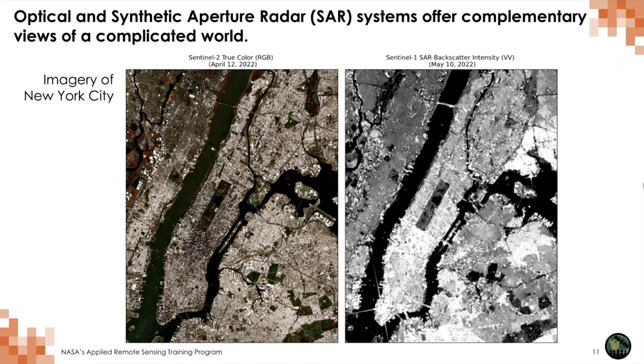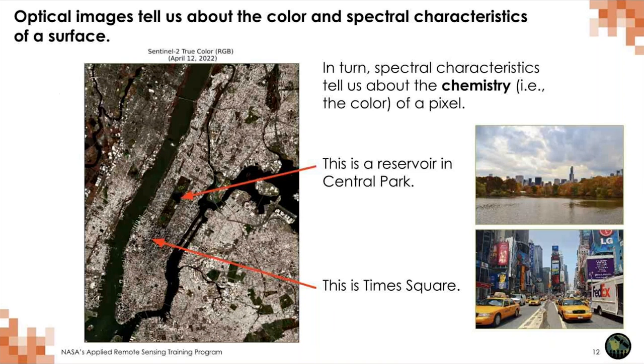I'm going to walk through what we can see from a radar or SAR image relative to an optical image, and build a conceptual understanding of the difference between optical and radar, and how we can use radar to map things like urban damage. So first, about the optical image. The colors in the image tell us about the spectral characteristics of an image region. And those spectral characteristics tell us about the chemistry, or the color of a pixel. In the first arrow, I'm pointing to a reservoir in Central Park, that you can see in the panel on the right. And the second arrow, I'm just pointing to Midtown Manhattan, Times Square. So the color that we can see with our eye in these images reflects what you would see on the ground if you were to visit those areas, albeit at a much coarser spatial resolution.